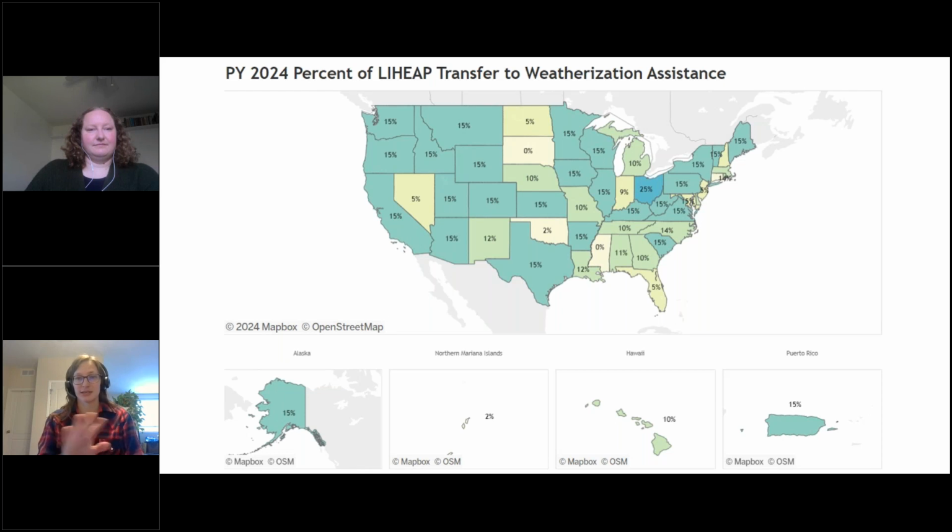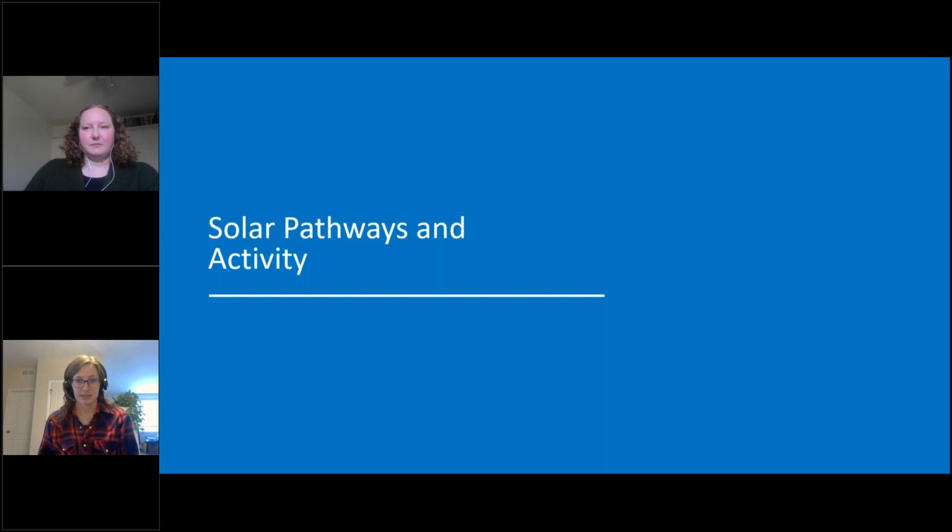Oh, I just wanted to mention, this is kind of the map of how much LIHEAP funding is allocated to weatherization purposes around the country. So you can see the majority of states are allocating that 15%, with some doing a little less. All but 2 allocate some portion to weatherization. So with that background, we can go to the next slide.